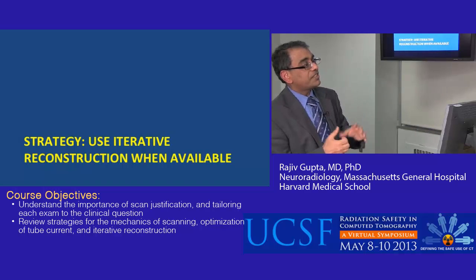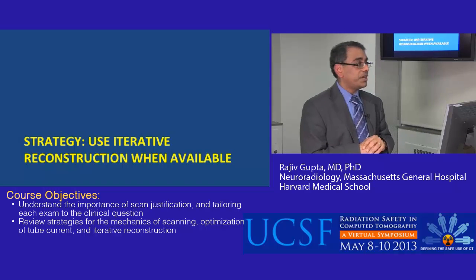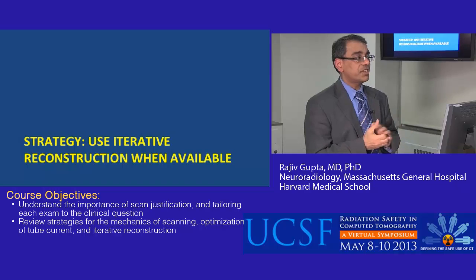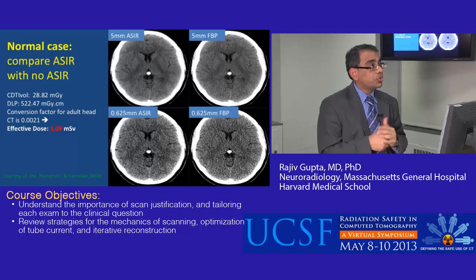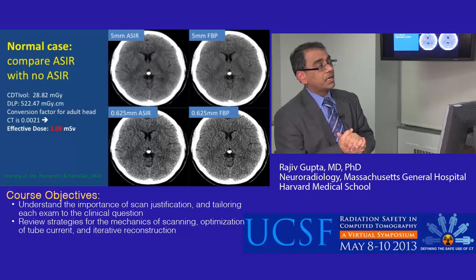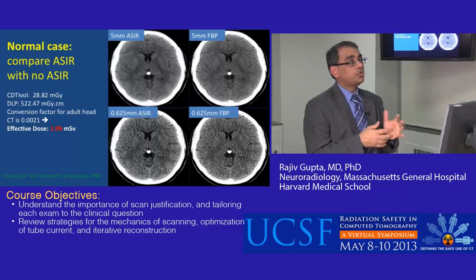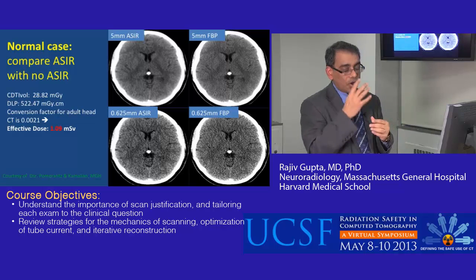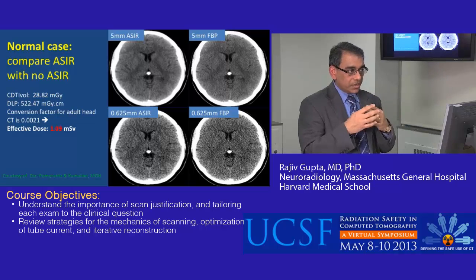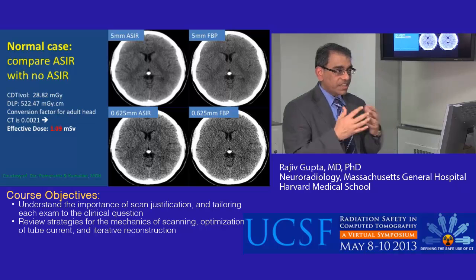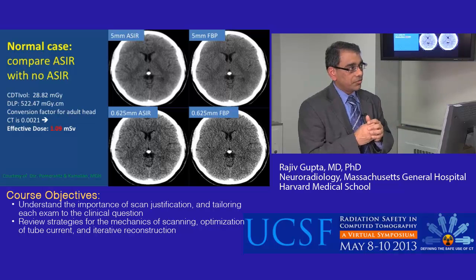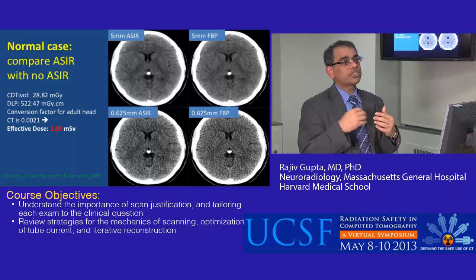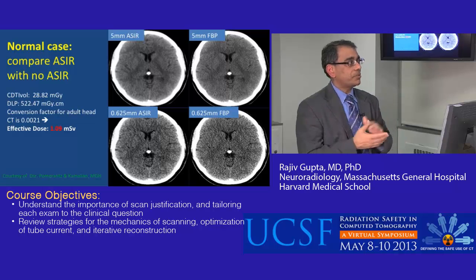The next strategy that one should employ is the use of iterative reconstruction when it is available. There are newer algorithms which try to minimize the overall image noise by iterating over an objective function, doing a reconstruction which is iterative rather than based on filtered back projection.